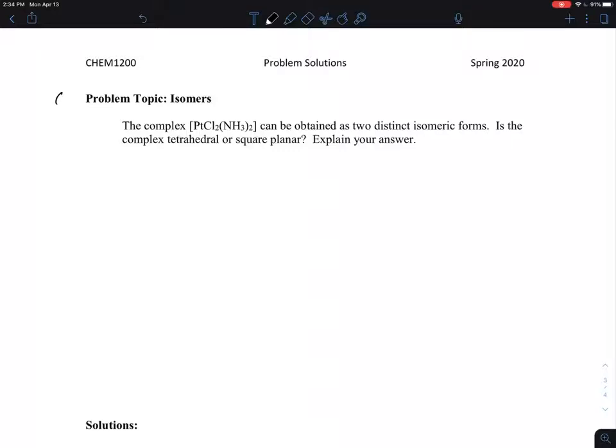Okay, so this is problem number 3. It's once again the problem about isomers, and they are showing you this complex, PtCl2(NH3)2. Right? So before actually going to chiral isomers, I'll talk about this.